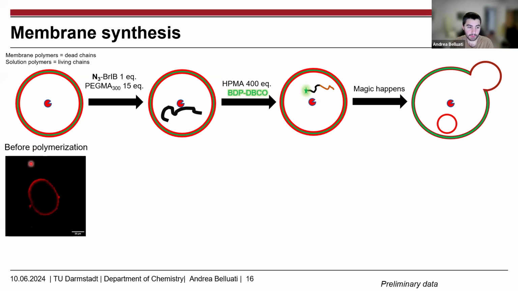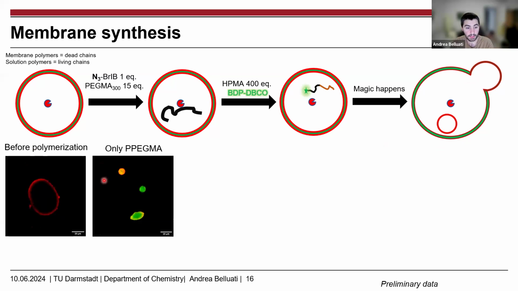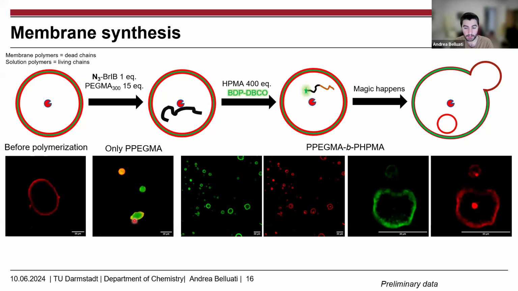You can see here a vesicle, how it looks before the polymerization. This is the original membrane. If you stop the polymerization at the first step and then just label the PEGMA, you can see the polyPEGMA inside the vesicle. If you add hydroxypropyl methacrylate, you can find this new polymer, the green one, the one that is labeled with this green fluorescent dye, on the membrane.